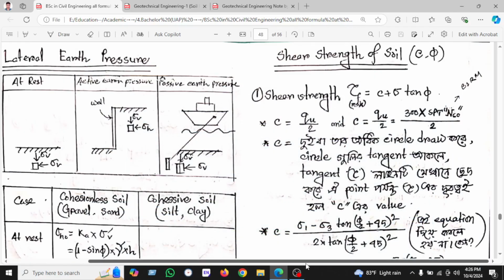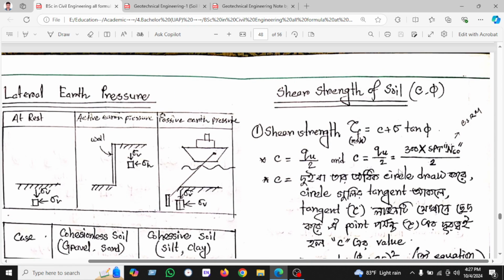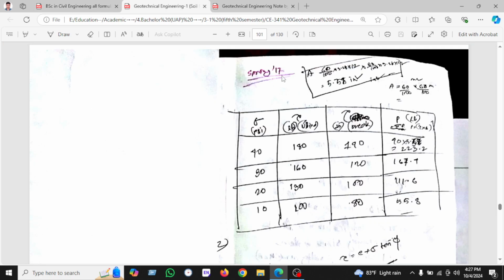Hello everyone. Today I will discuss the shear strength of soil.